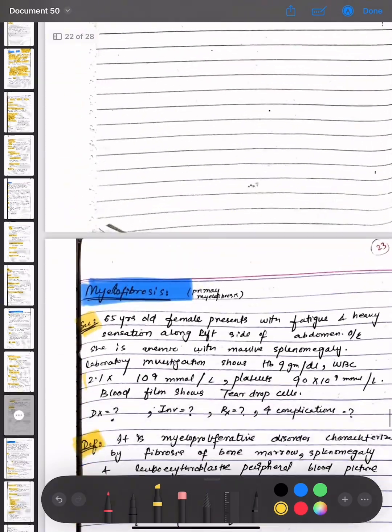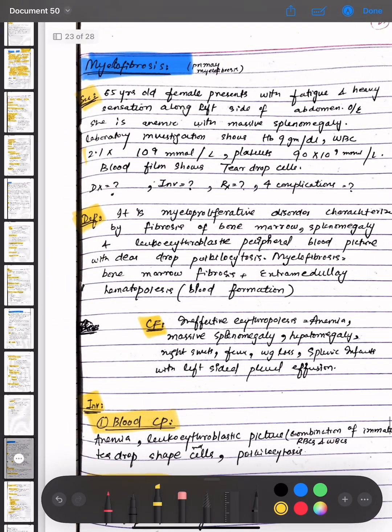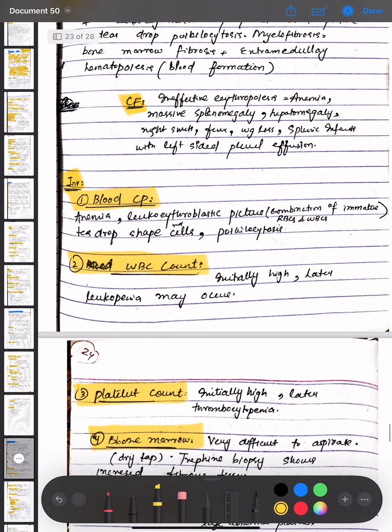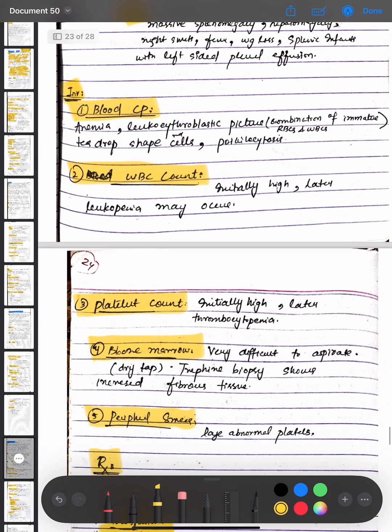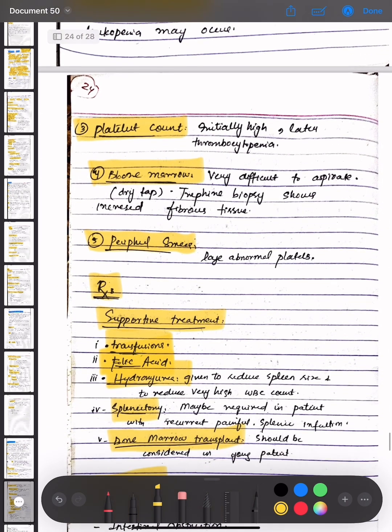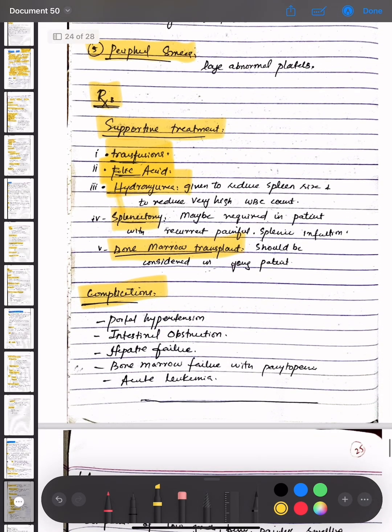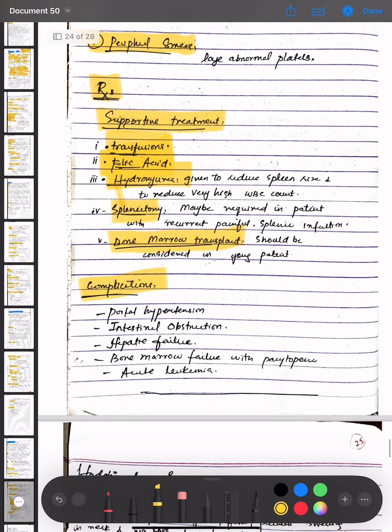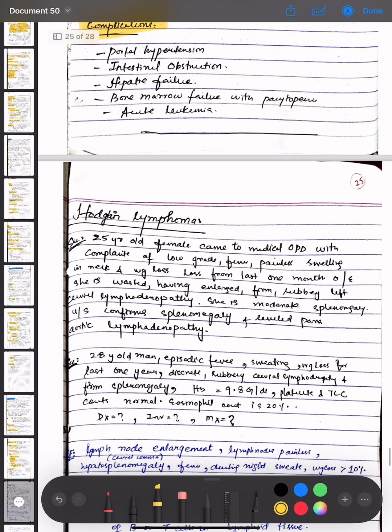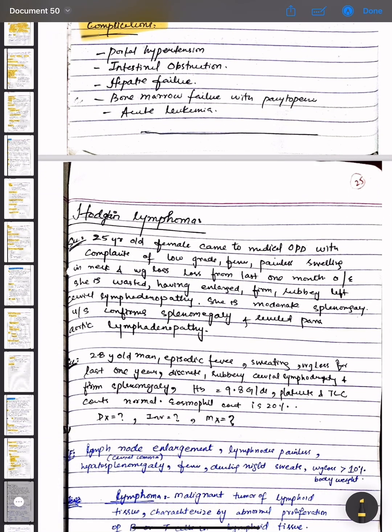So we have discussed the case of myelofibrosis, its scenario, then the definition, the clinical features, and what investigations are done. That is blood CP, WBC count, platelet count, bone marrow biopsy, and peripheral smear. The treatment options are supportive, which are transfusions, folic acid, hydroxyurea, splenectomy, and bone marrow transplant. And then we discussed the complications. Now coming towards Hodgkin lymphoma.